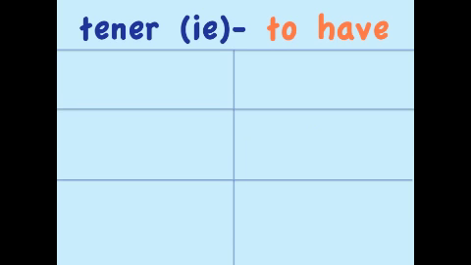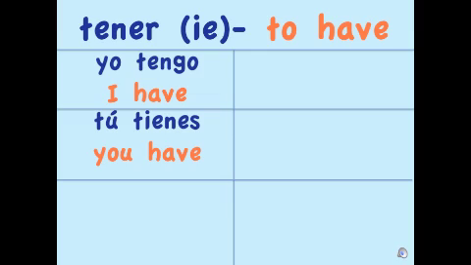Now let's conjugate tener together. The yo form of tener in the present tense is tengo. Yo tengo. I have. The tú form of tener is tienes. Tú tienes. Here we see an example of the stem change referred to earlier. Notice that the E in ten changes to IE for tienes.